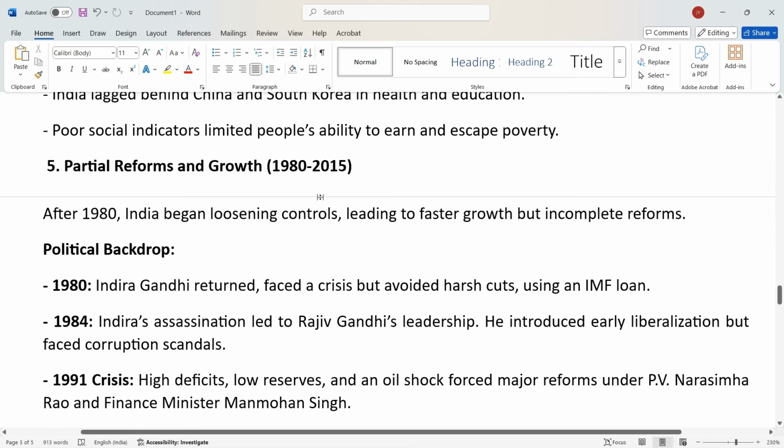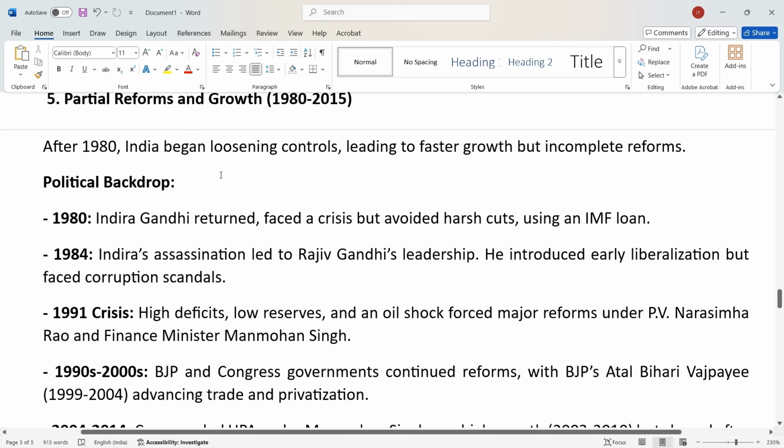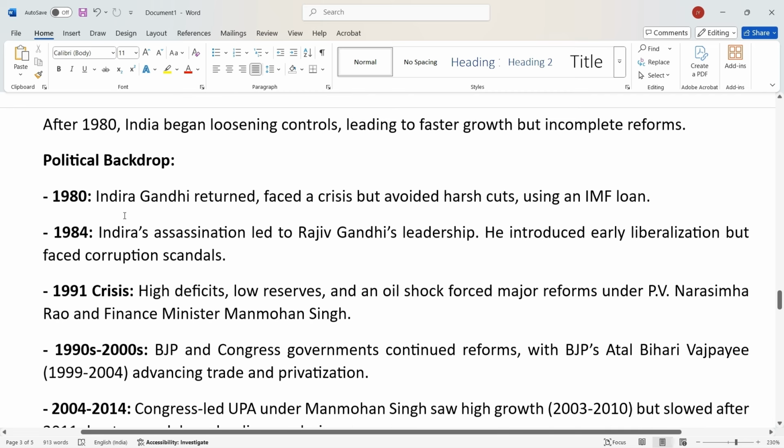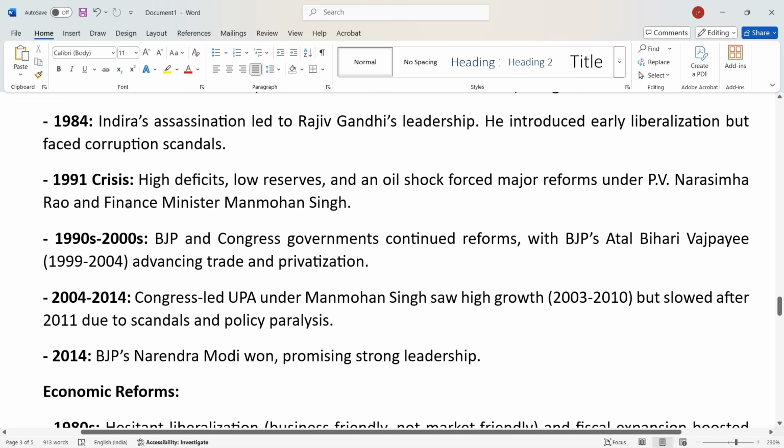Let's understand the phase of 1980s to 2015. It's the second phase, when growth was faster and there was less government intervention. Let's see with the help of the events that took place after the 1980s. In the 1980s, Indira Gandhi again returned to leadership, and at that time also the economy was facing a crisis, and a loan was taken from the IMF. In 1984, Indira Gandhi's assassination happened, and after that Rajiv Gandhi came in, and he introduced liberalization in the 1980s. After that, in 1991, the reforms took place when there was a high deficit in the economy.